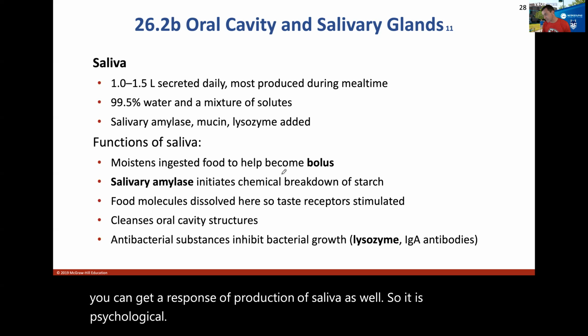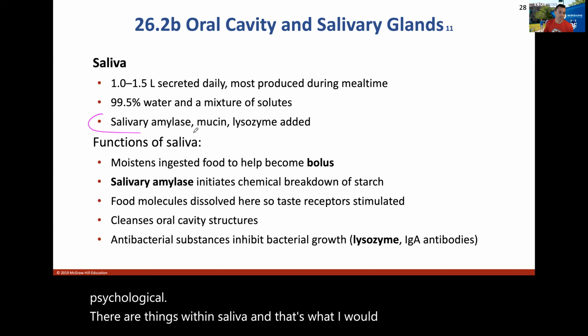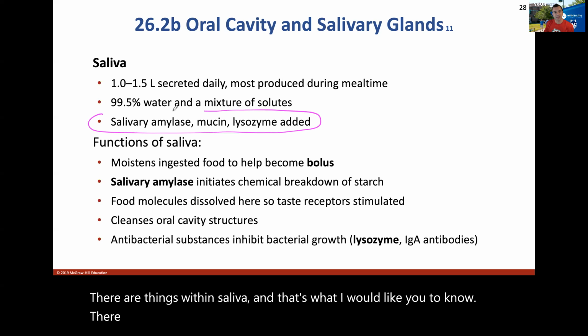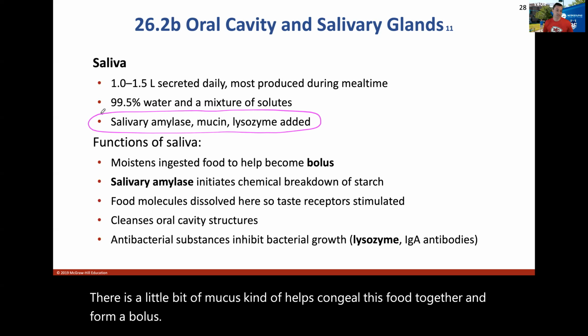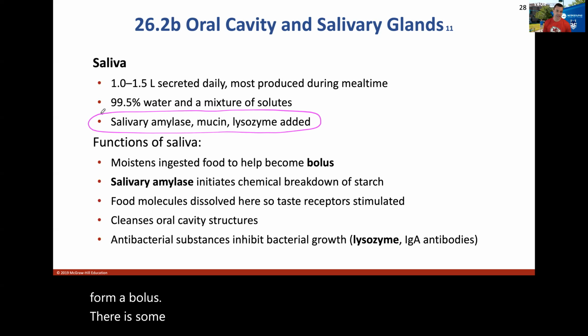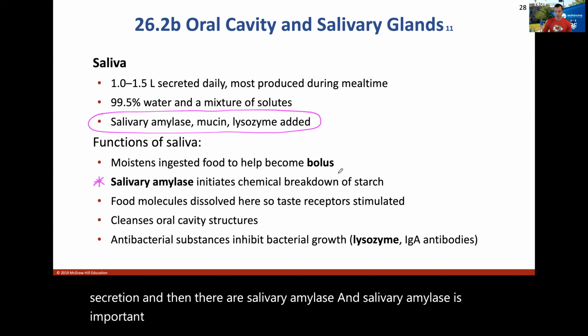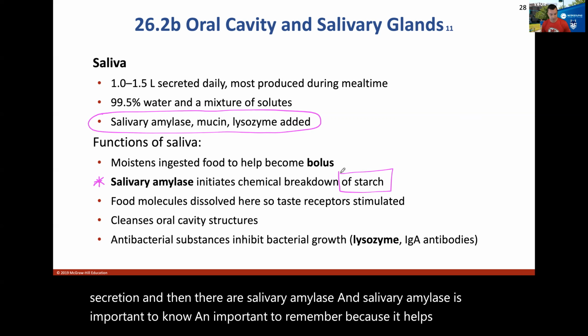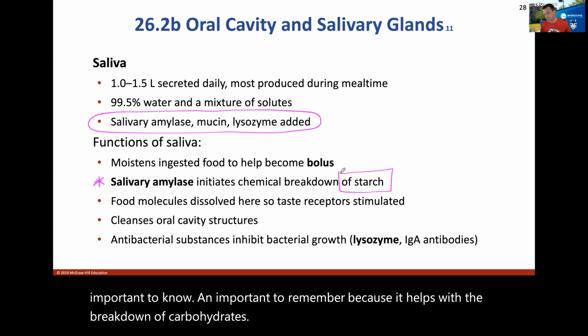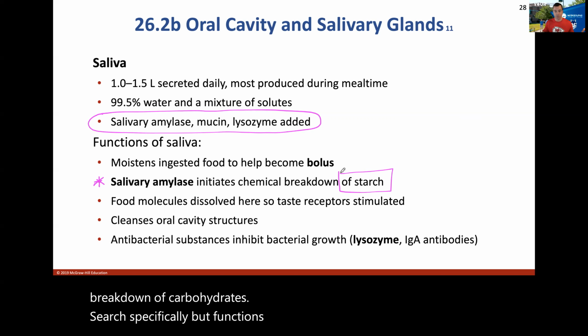There are things within saliva, and that's what I would like you to know. There is a little bit of mucus, kind of helps congeal this food together and form a bolus. There is some lysozyme. Lysozyme is a kind of antibacterial type of secretion. And then there's salivary amylase. And salivary amylase is important to know and important to remember because it helps with the breakdown of carbohydrates. Starch, okay, specifically. But functions of saliva, it helps to moisten the ingested food, helps to form that bolus.